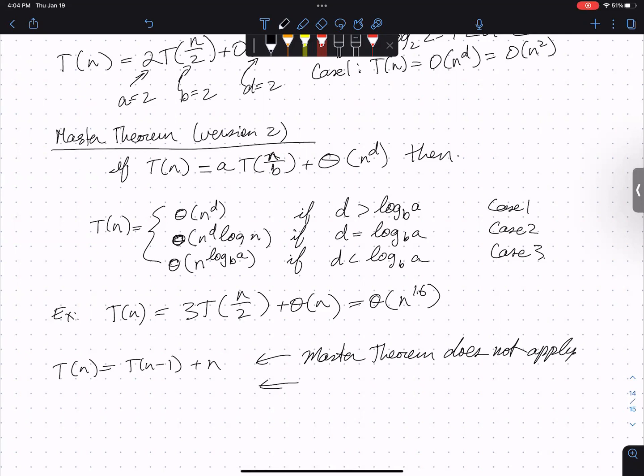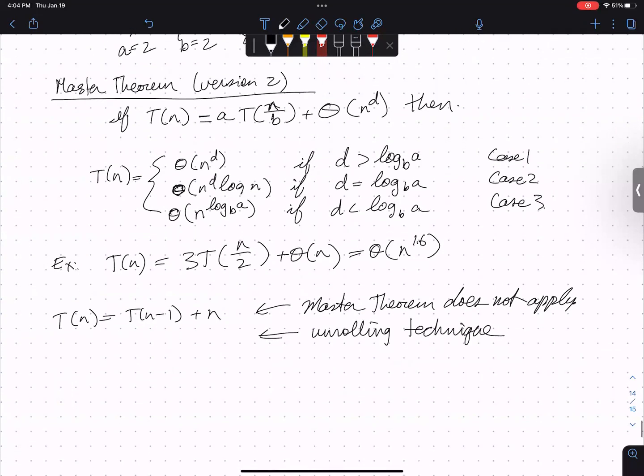But we can solve this in another way. It's called the unrolling technique. So we basically just keep on plugging in the values.